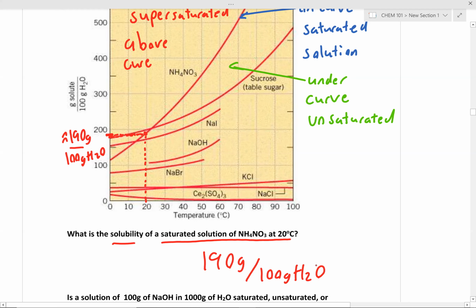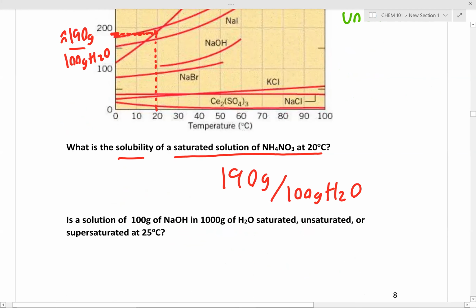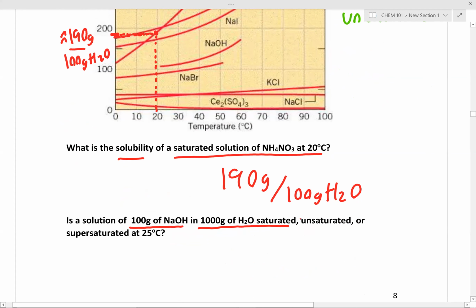Now, what I want you to do is, using this solubility curve, I'd like you to answer the following question. I'd like you to tell me if a solution of 100 grams of sodium hydroxide in 1,000 grams of water is saturated, unsaturated, or supersaturated? So let's take a few moments to work on that question using your solubility curve. The solubility curve for sodium hydroxide is visible. And just take a moment to try and answer that question.